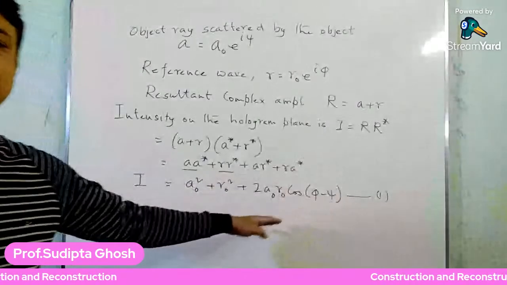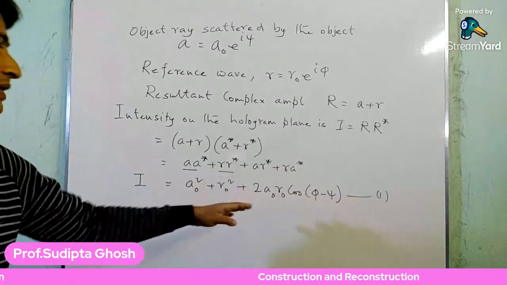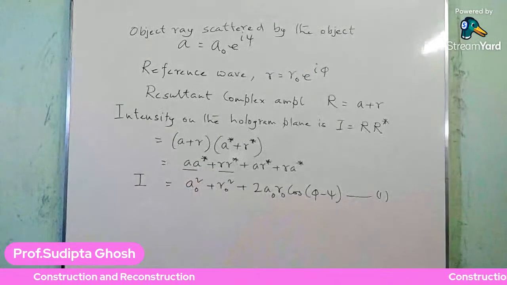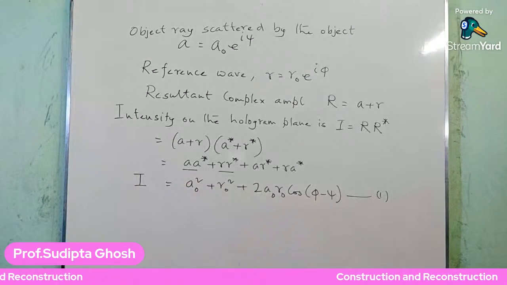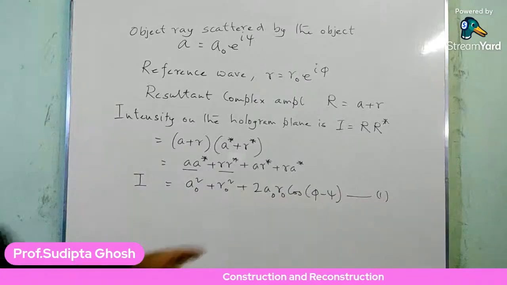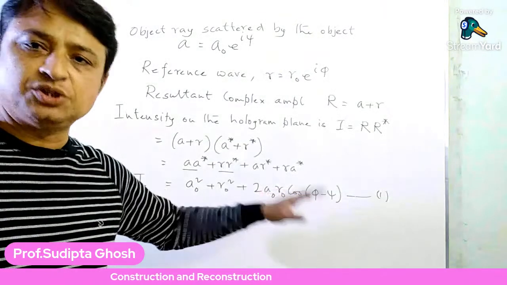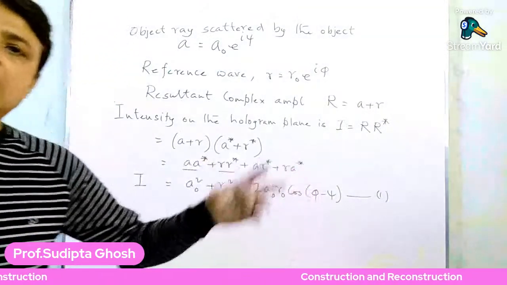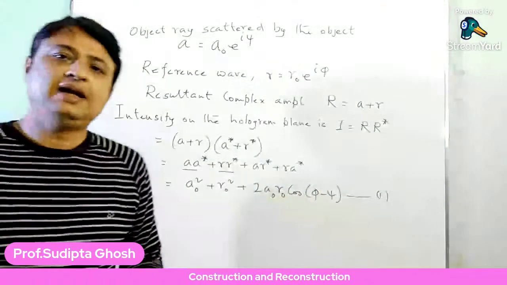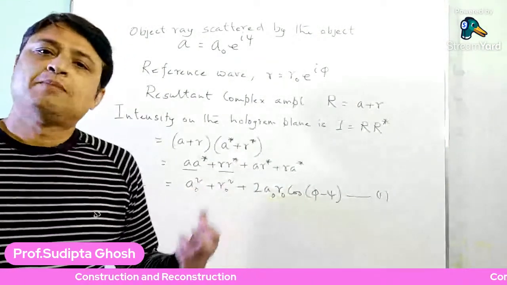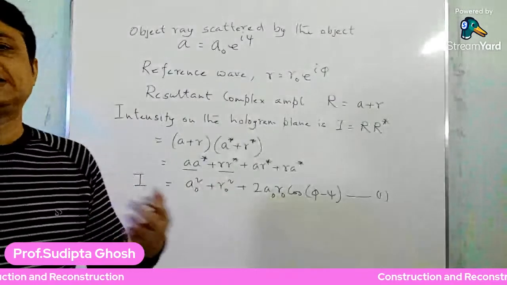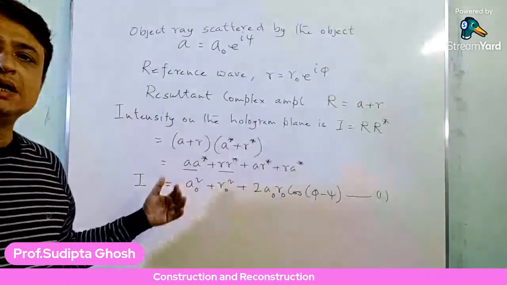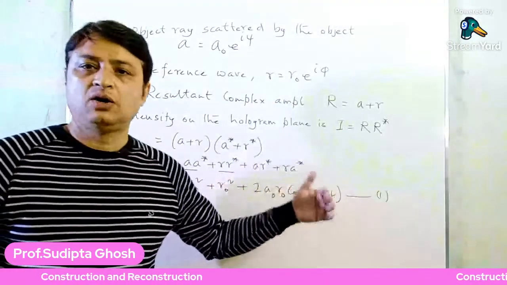So in this equation number 1, what can we find? We find that there is the sum of two amplitude squares, or the sum of two intensities, and the interference term contains the relative phase information. That is the essence of holography, what I am trying to tell you: in holography both the intensity as well as the phase relationships are recorded. So this is the mathematical analysis behind the recording of the hologram, right?